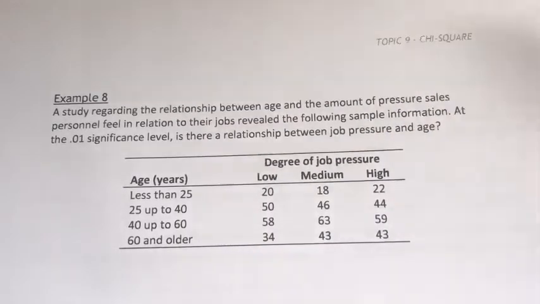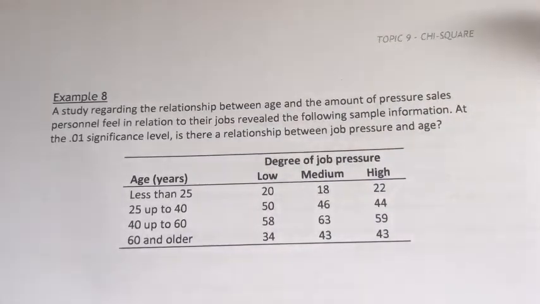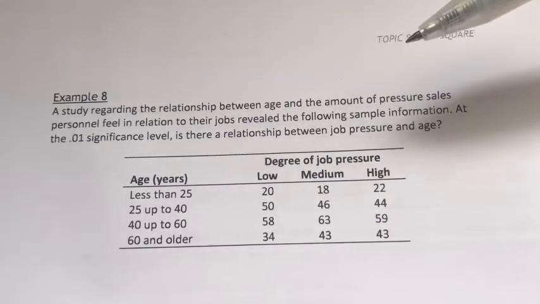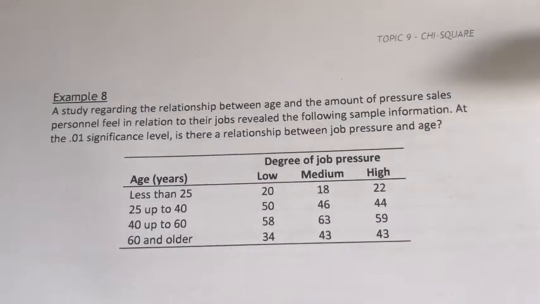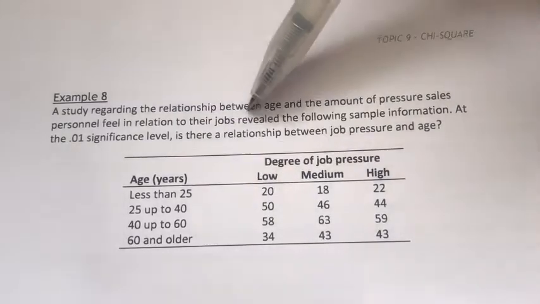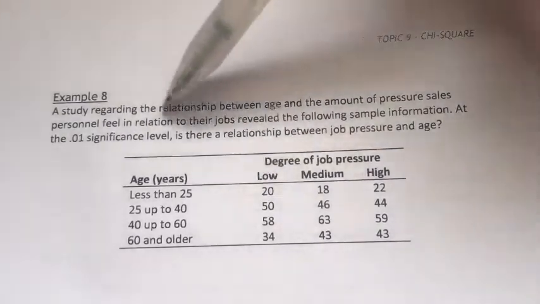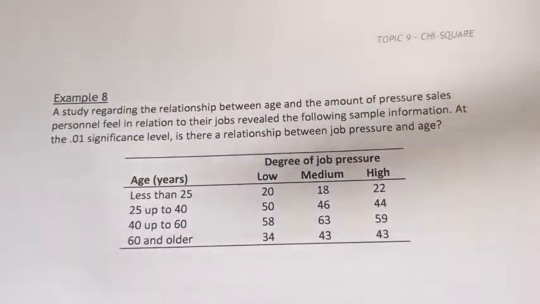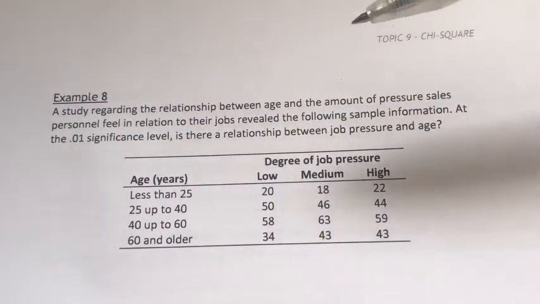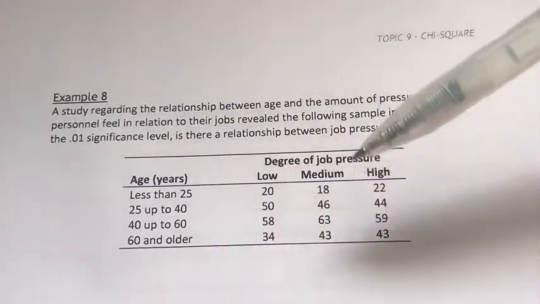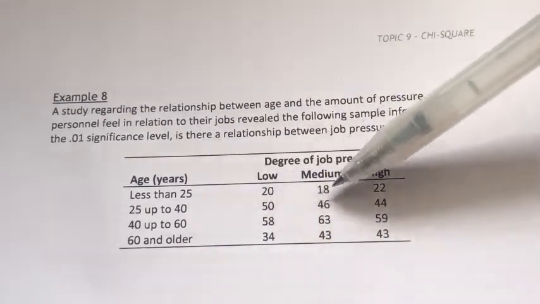Now let's take a look at this example. A study regarding the relationship between age and the amount of pressure sales personnel feel in relation to their jobs revealed the following sample information. At the 1% significance level, is there a relationship between job pressure and age? And then they give you this table that tallies the number of people who are in a certain age group and their perceived degree of job pressure.